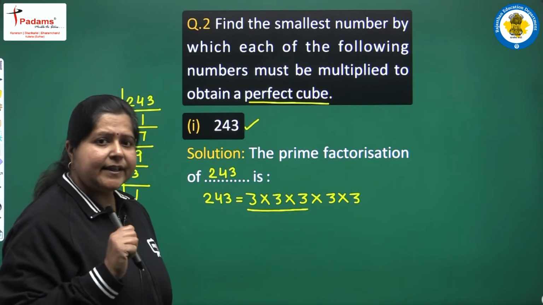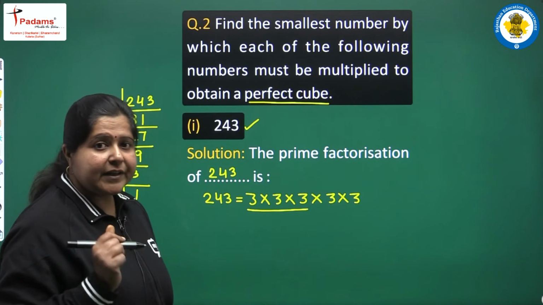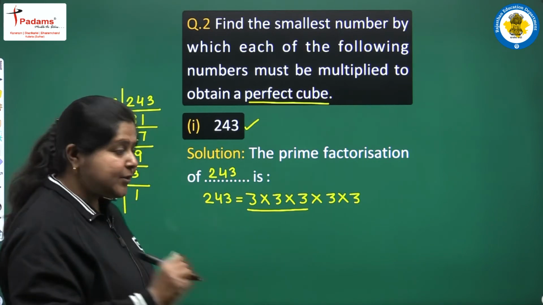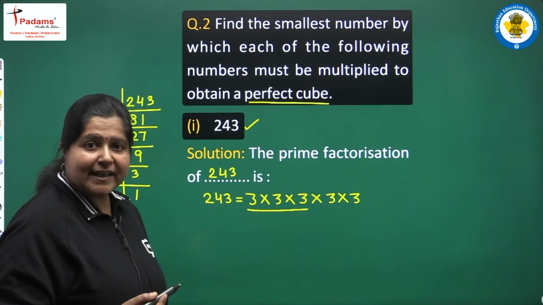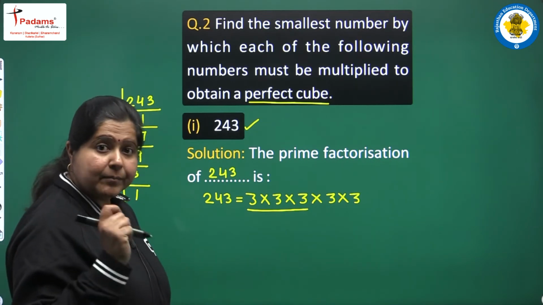अगर अब एक 3 और आ जाए तो इसका भी ट्रिपलेट बन जाएगा और तब हमें एक परफेक्ट क्यूब नंबर मिल जाएगा. तो अब हमें 243 को किससे मल्टीप्लाई करना चाहिए? ऑब्वियसली वी शुड मल्टीप्लाई इट बाय 3 टू गेट वन मोर 3.